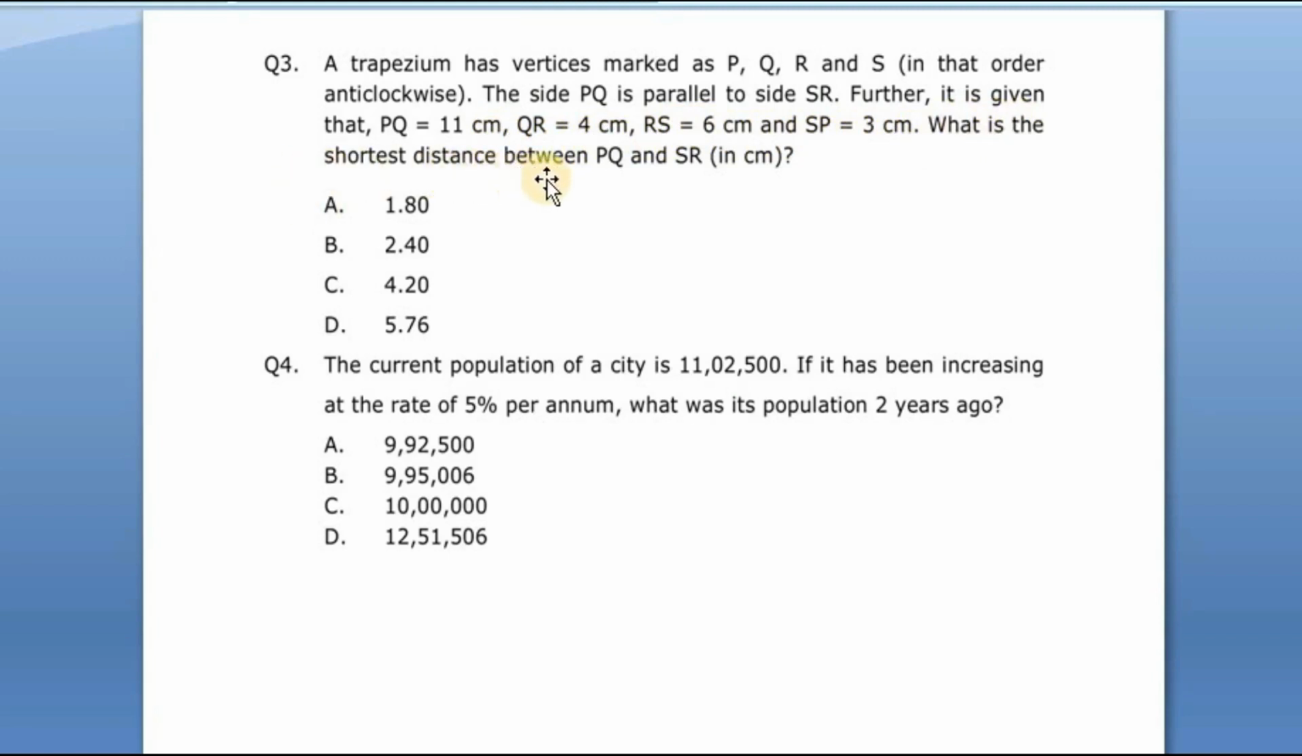Fourth question, the current population of a city is 11,02,500. If it has been increasing at the rate of 5% per annum, what was its population 2 years ago?